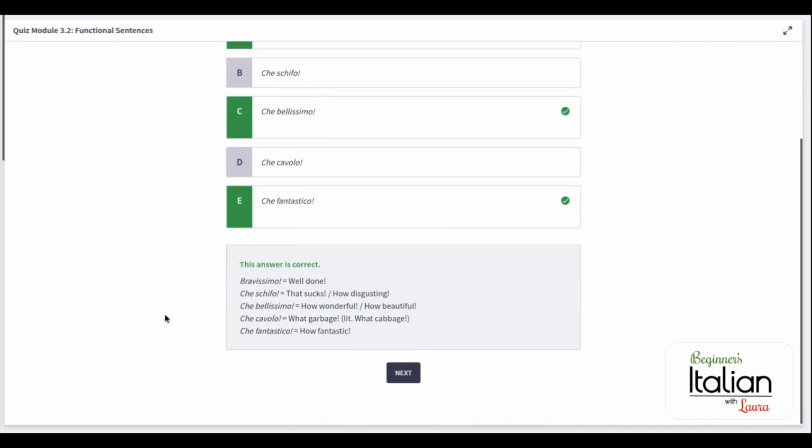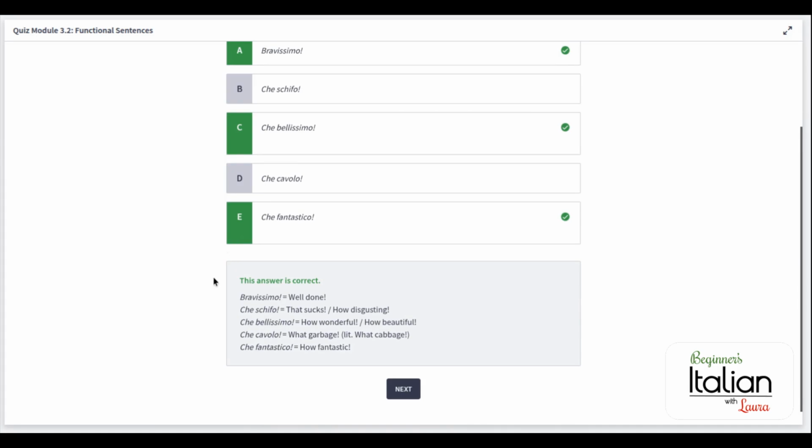Okay, so the correct answers were A, C, and E. So just to let you know what these were, bravissimo means well done. Che schifo means that sucks or how disgusting. Che bellissimo means how wonderful or how beautiful. Che cavolo means what garbage or literally what cabbage. And che fantastico means how fantastic.